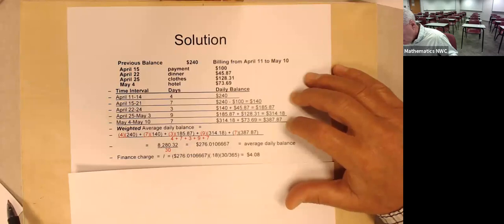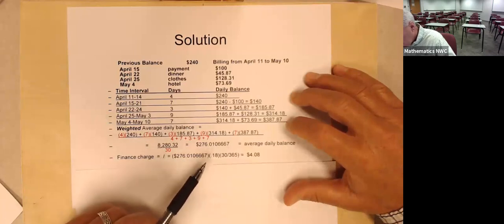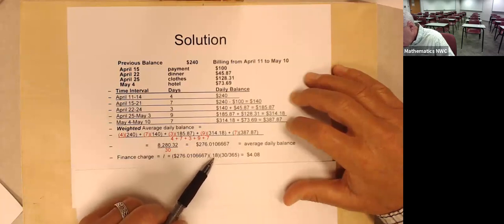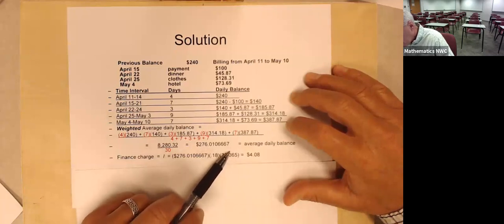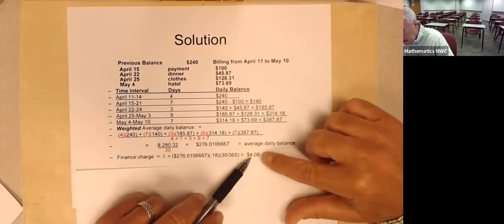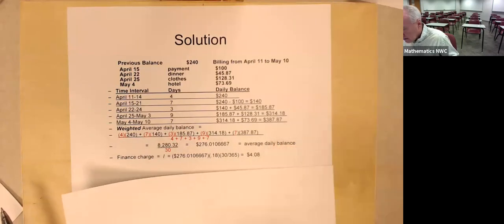Then the finance charge. Here's where they make their money. Their interest is going to be this average daily balance times the interest rate, 18%, times this fractional part of a year, $4. It may not seem like a lot, but it's actually an 18% interest rate. That is a significant amount.